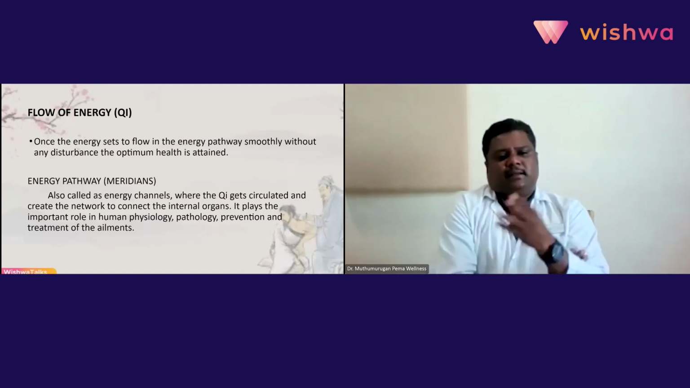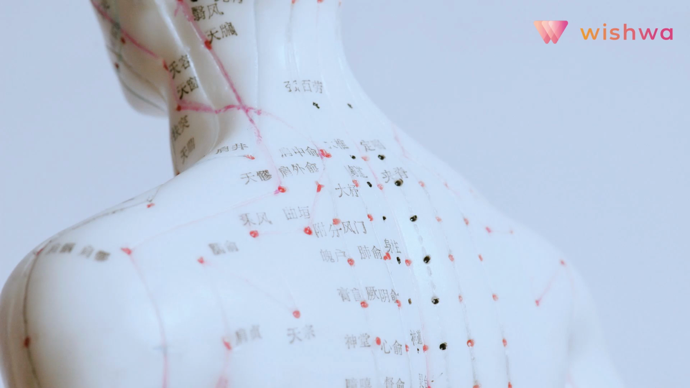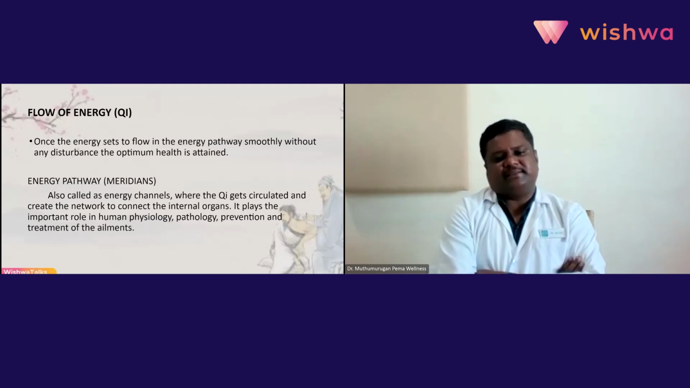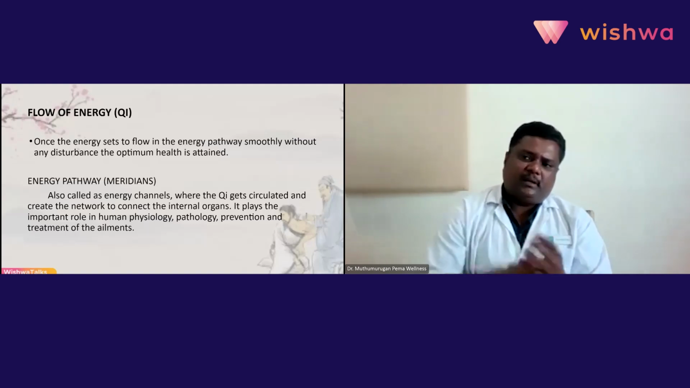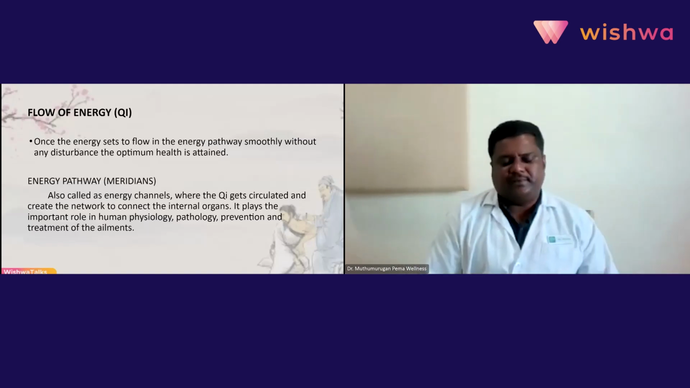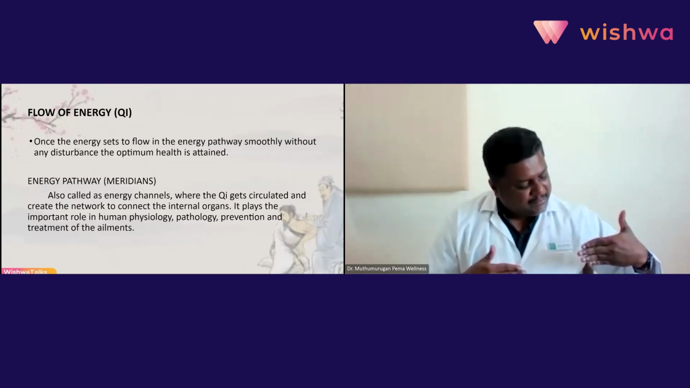It is called meridians, also called energy channels, where the chi gets circulated and creates a network to connect the internal organs. It plays an important role in human physiology, pathology, and prevention and treatment of ailments. So meridian is the main intermediator between the outer world and the inner world of the human body. They are the mediator connecting internal and external.